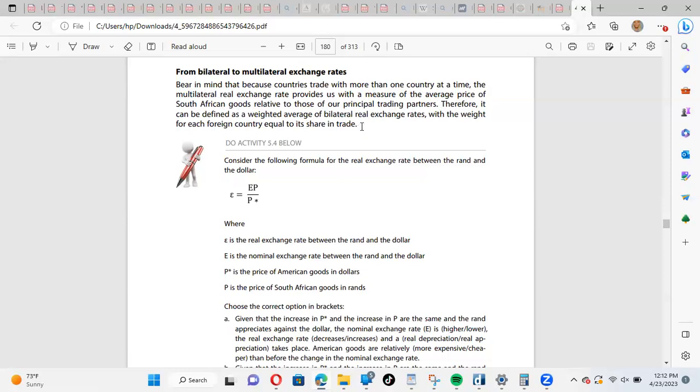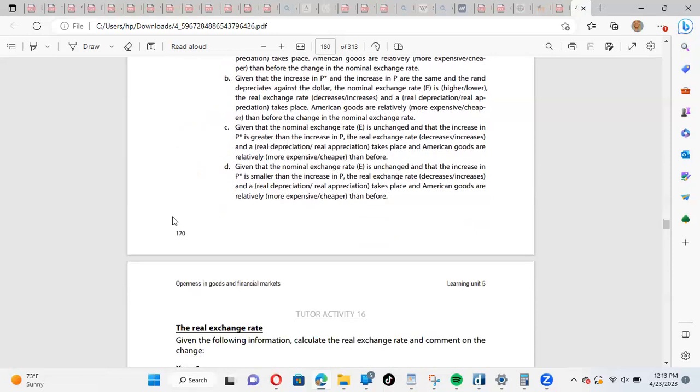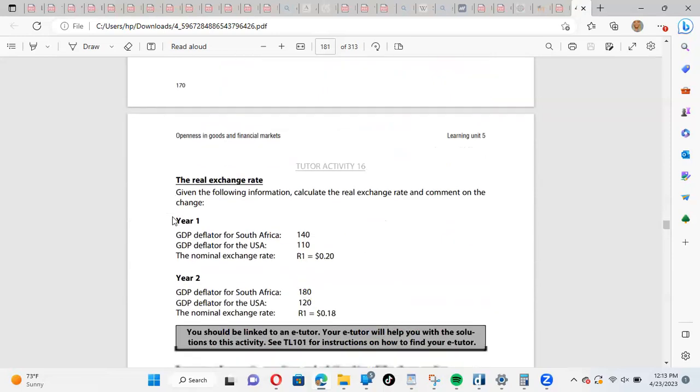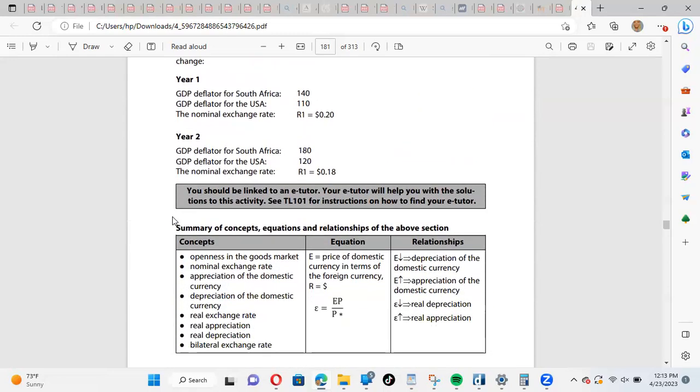So what happens here, you basically look at your percentage trade, say with China. If it's 30%, your percentage trade in the SADC region, if it's 20%, the US 10%, etc. And then you weight those currencies based on the level of trade that you have with those countries, and then you can come up with a real exchange rate based on that. But we don't have to calculate this anyway, even at that level they don't calculate this. So it's something that you simply need to know.